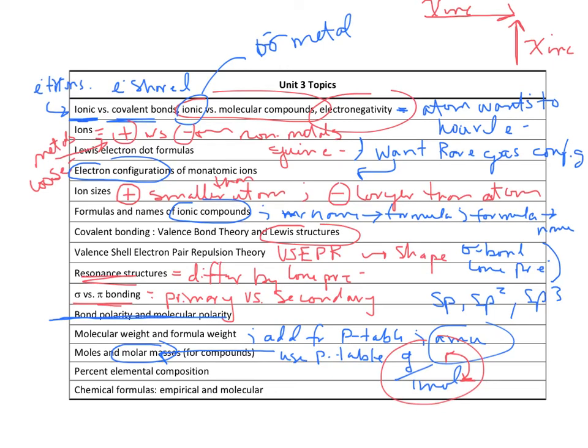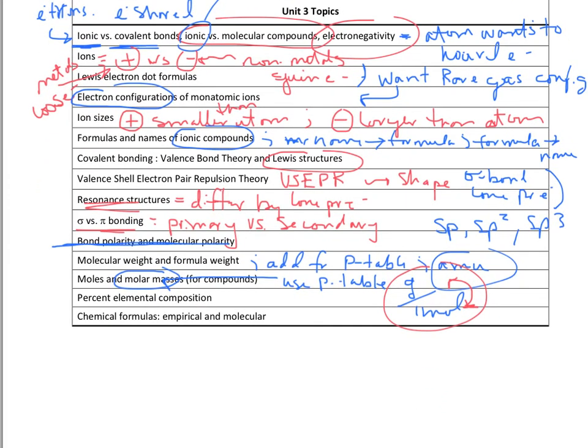Percent elemental composition. For instance, if you have water, H2O, you need to come up with a weight percent hydrogen and a weight percent oxygen. What you do is take the mass of the hydrogen divided by the total mass.